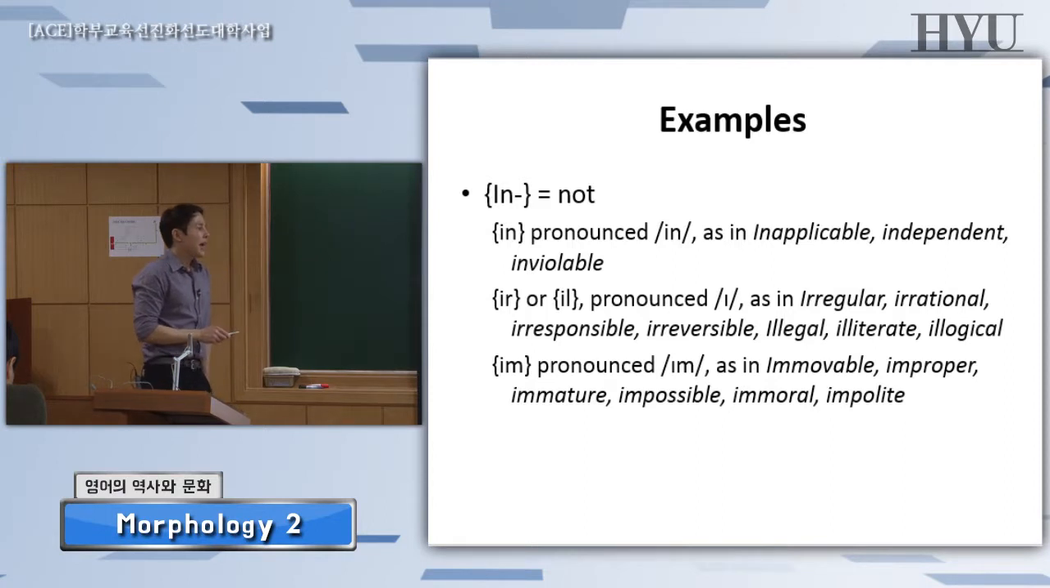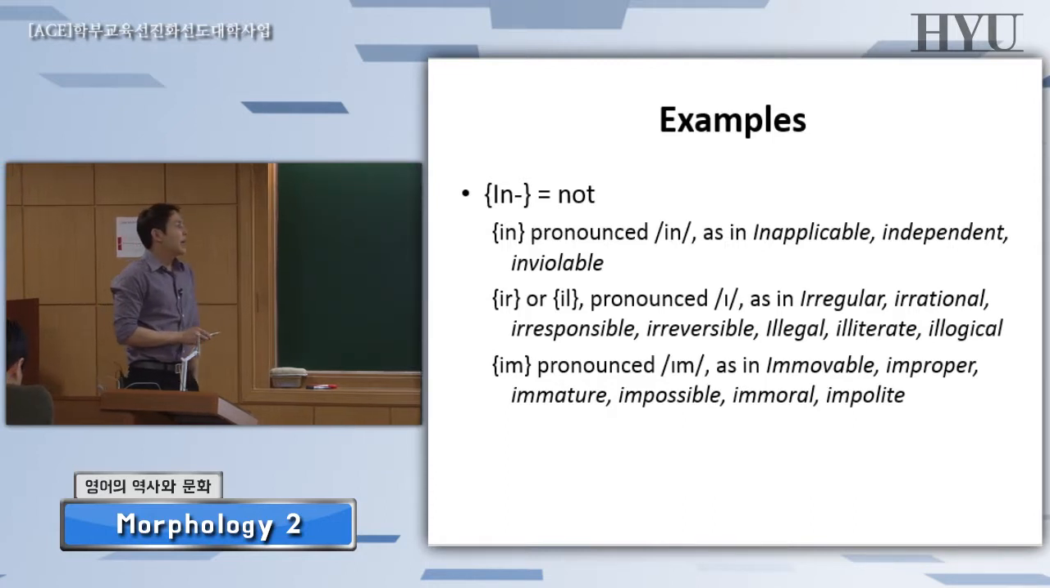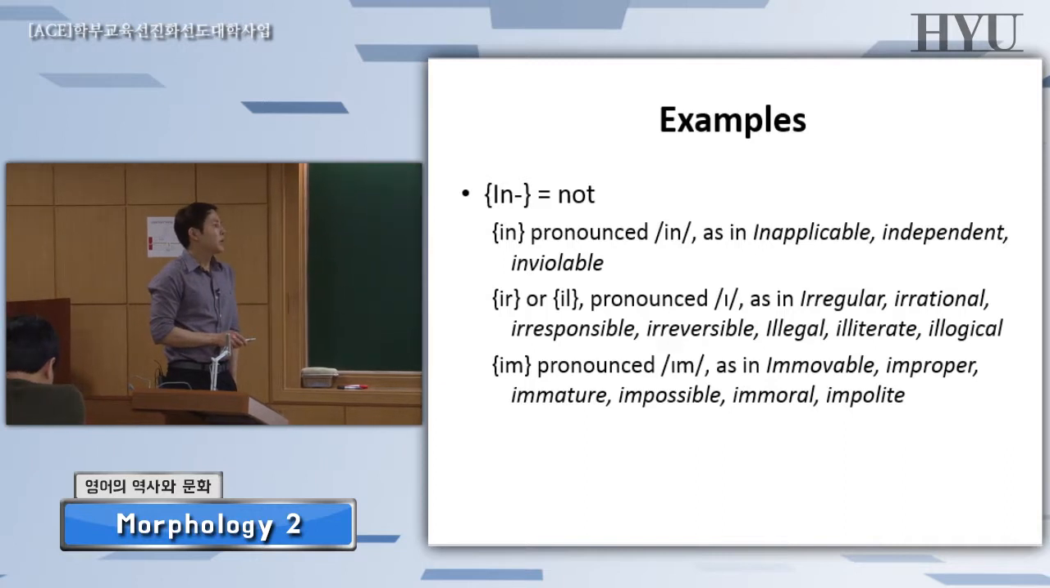But when it's attached to other words like regular, rational, responsible, reversible, legal, literate, logical, the "in" changes to "ir" or "il," like that. Okay? We call that "ir" or "il" allomorphs. They are allomorphs of the same morpheme "in." And they are before irregular, irrational, irresponsible, irreversible, illegal, illiterate, illogical.